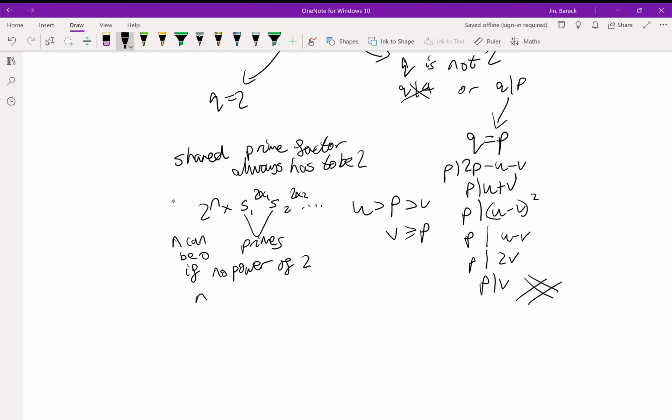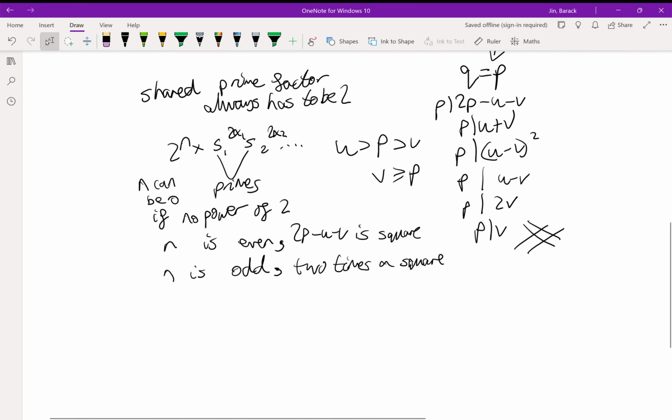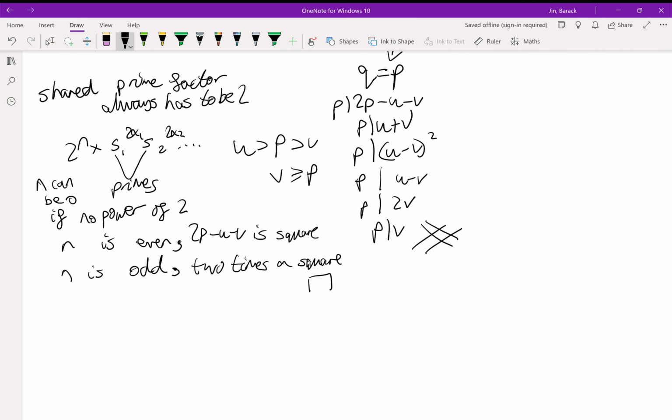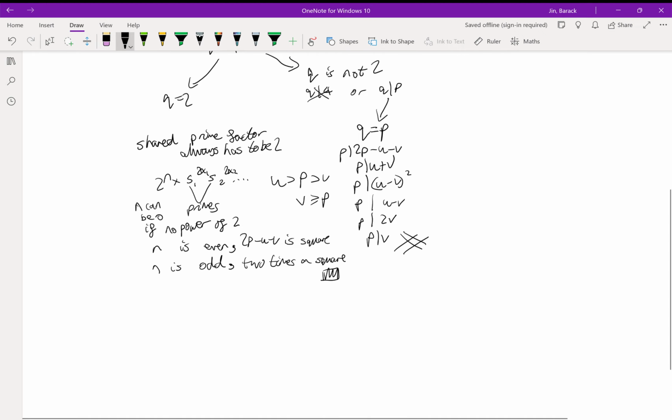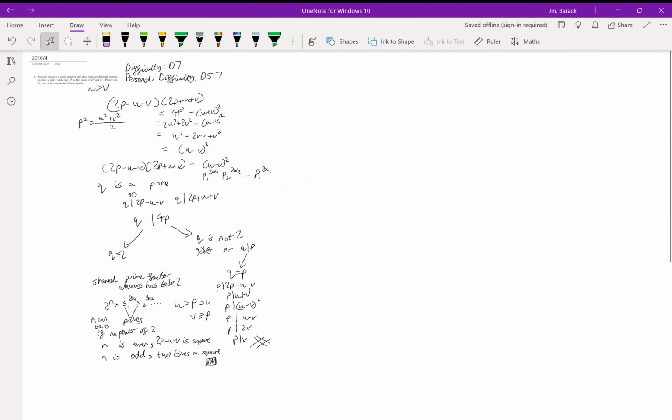So if n is even, 2p minus u minus v is a square. And if n is odd, then it is 2 times a square. And so we're done. I guess we'll put the square thing and shade it in. So this is the proof.